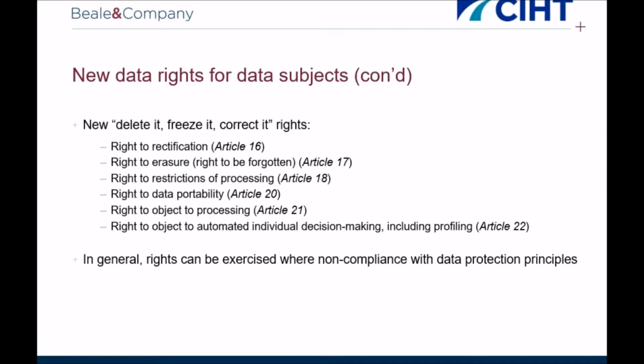As well as changes to subject access requests, individuals have a new package of rights, including the right to rectification, the right to erasure, so that's the right to be forgotten, the right to restriction of processing, the right to object to processing, the right to object to automated individual decision making, including profiling. The circumstances in which these rights can be exercised vary from type to type, but generally they're triggered if there's a breach of the data protection principles.